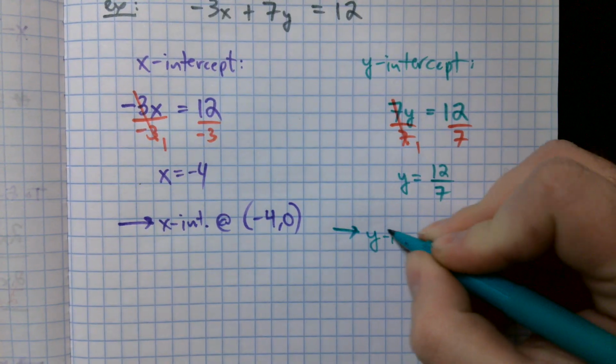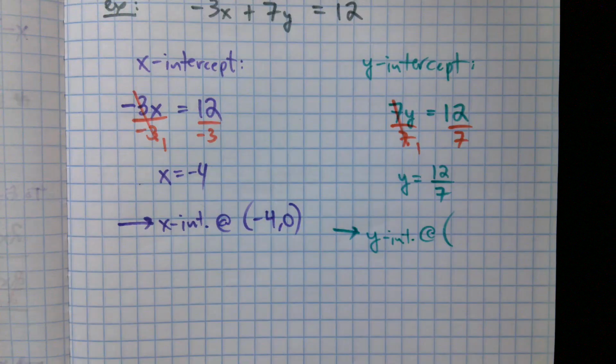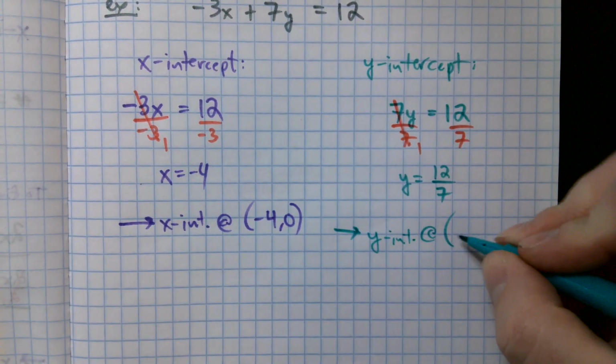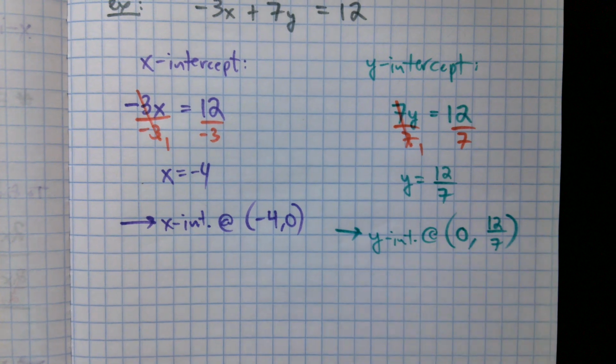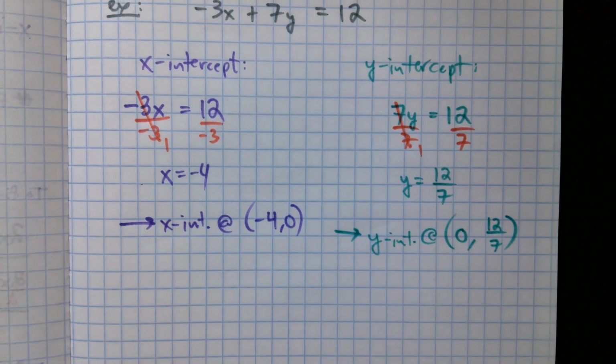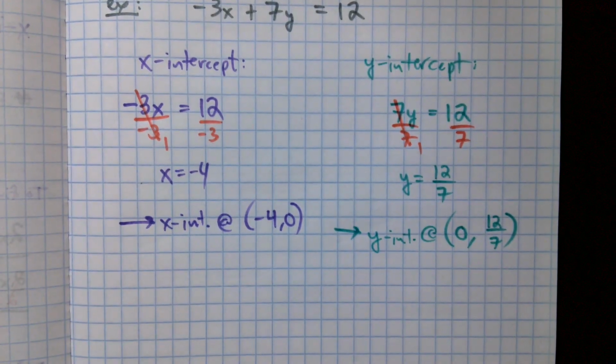So I have a y-intercept at, what are my coordinates going to be here? 0, comma 12 over 7. So we're not always going to have a nice whole number for my y-intercept or my x-intercept. Sometimes it's going to be an ugly little fraction. And that's fine. If you have an ugly fraction like this, it won't ask you to plot it.